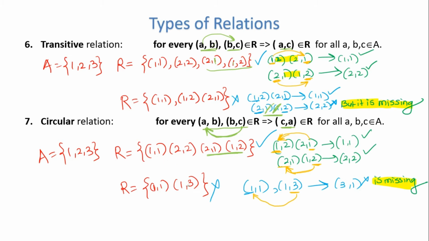For (1,1) and (1,3), the transitive element will be (3,1), which is not present in my relation, so this relation is not a circular relation.